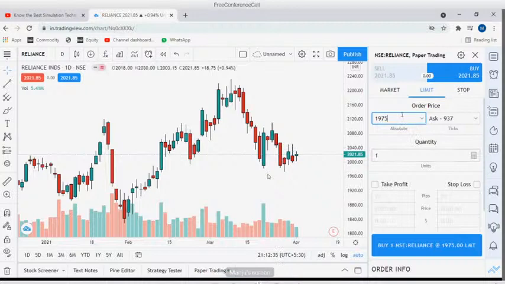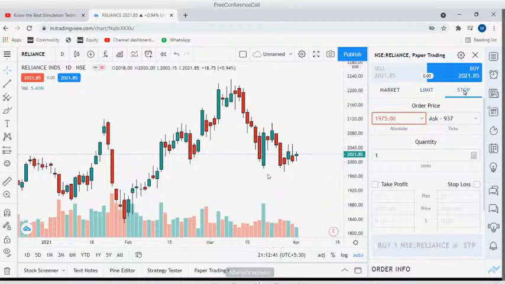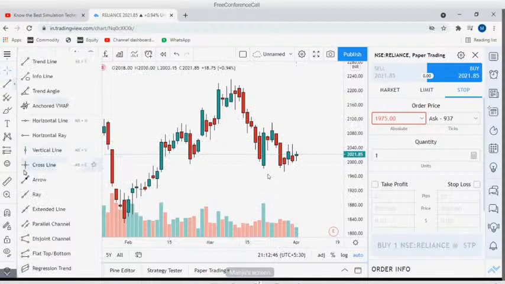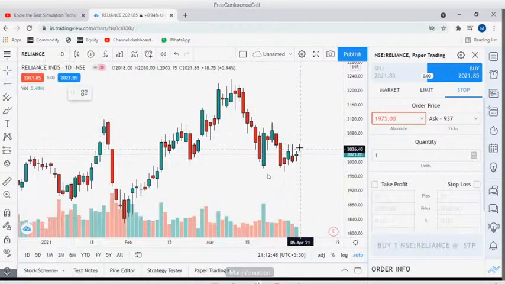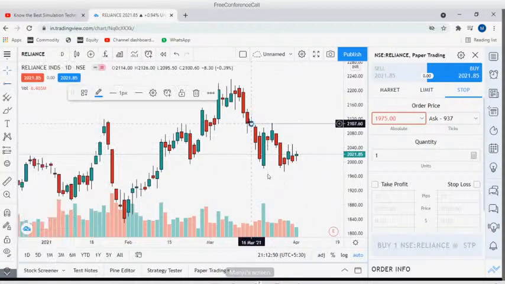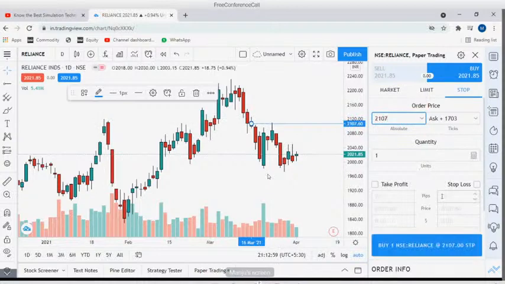That is limit. Then stop loss price is like, if I want to buy Reliance only after crossing a certain price. For example, maybe after crossing this level, it might gain strength. So I'll place a buy order above 2107 or something like that. You can do it like that.